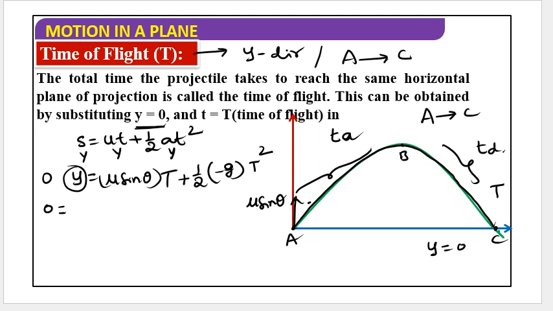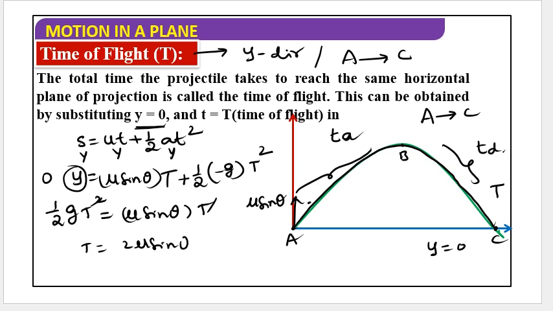Minus g t square comes to this side, it becomes plus 1 by 2 g capital T square is equal to u sin theta into T. So T gets cancelled. From this, T is equal to 2u sin theta by g. We can write this in short form: in the place of u sin theta, we can write uy, so 2 uy by g. So this is the formula for time of flight.